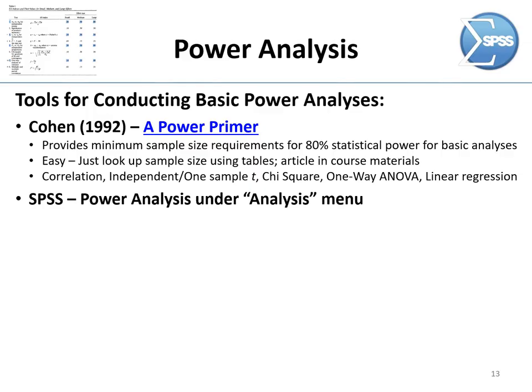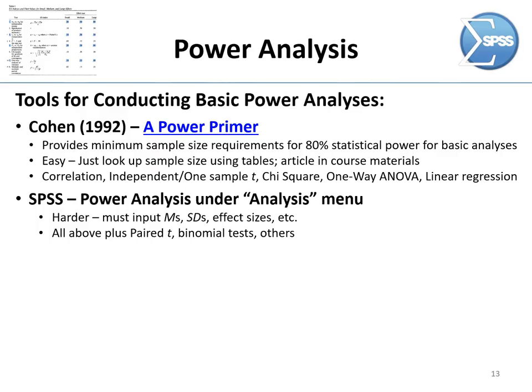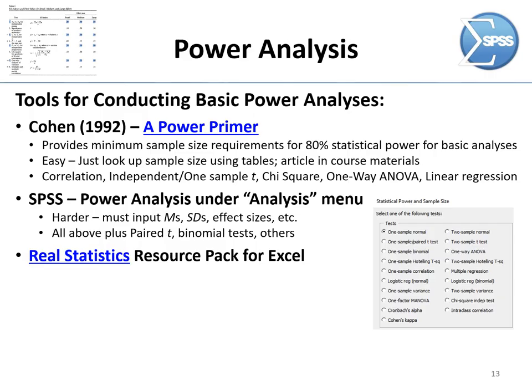If you want to do something with more flexibility, it turns out SPSS also has power analysis as one of its analysis choices under the menu. It is harder to use because you have to actually put in estimated means and standard deviations, for example, to get the effect sizes. It does, however, do all of the above that Cohen does, plus binomial test and some others. There's also the Real Statistics resource pack for Excel, which I use a lot.